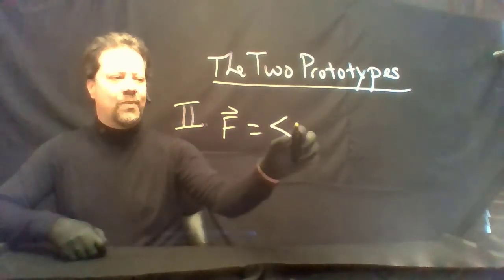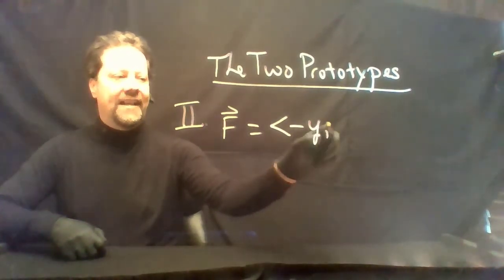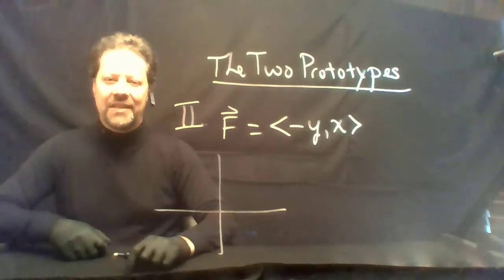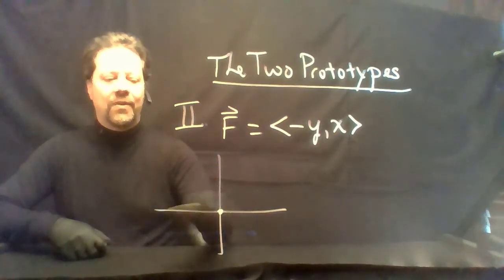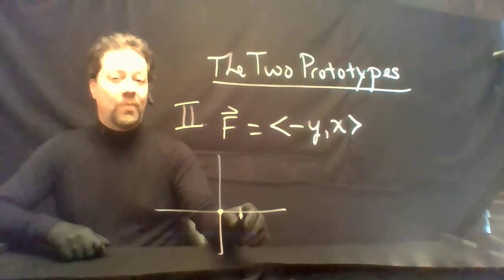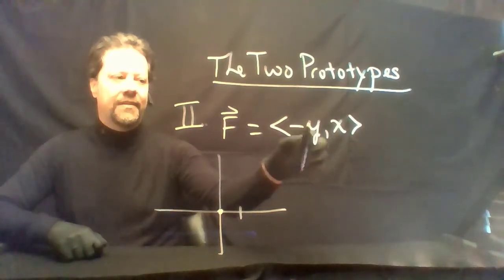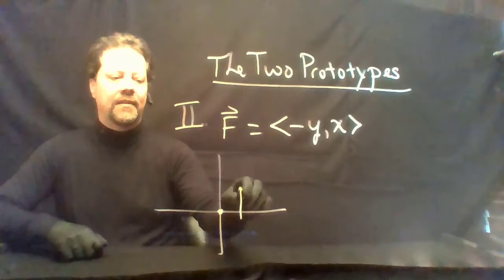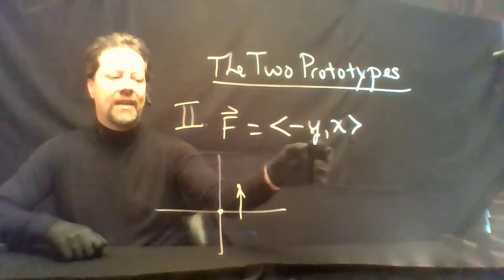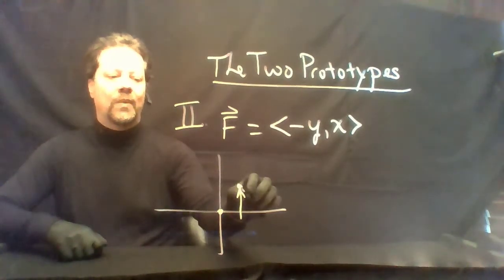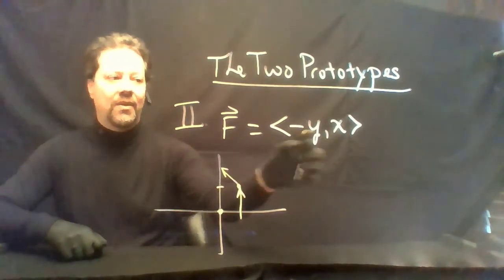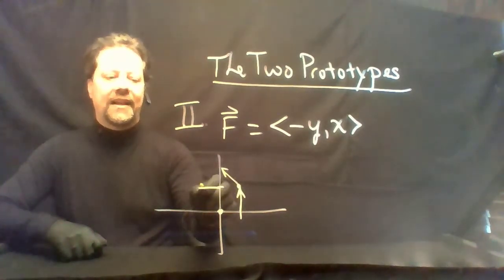Suppose at each point (x, y) we output the vector (-y, x). Let's see what these vectors look like. Of course, at the origin you output the zero vector. But at x equals 1, y equals 0, you end up with (0, 1). At x equals 1, y equals 1, you get (-1, 1). At x equals 0, y equals 1, you get (-1, 0).